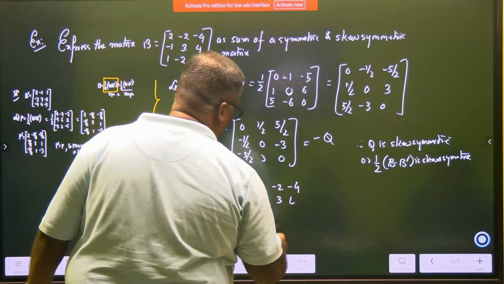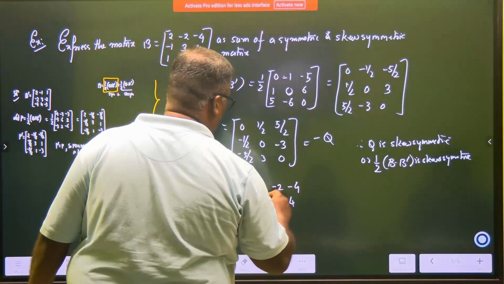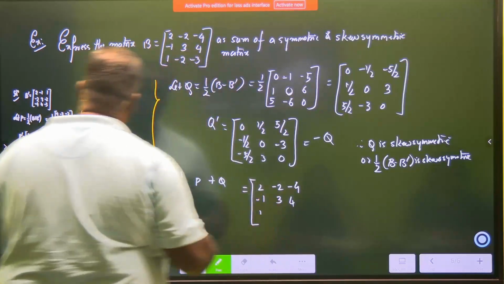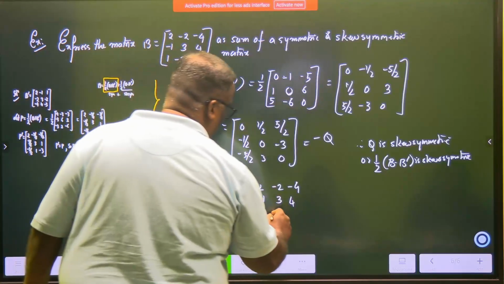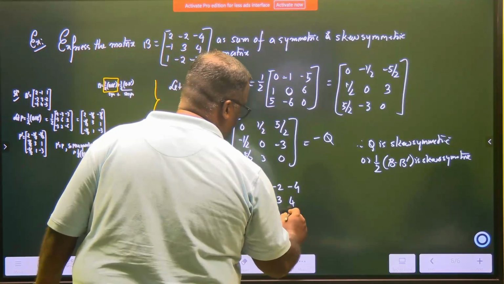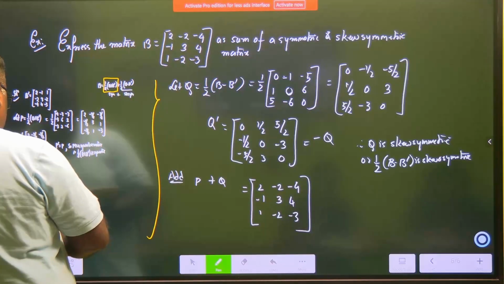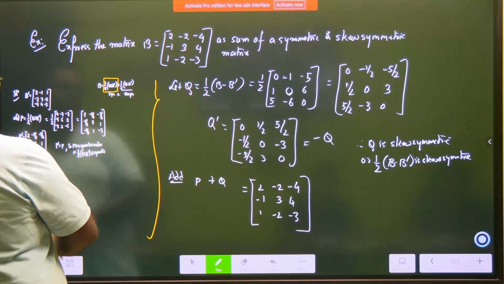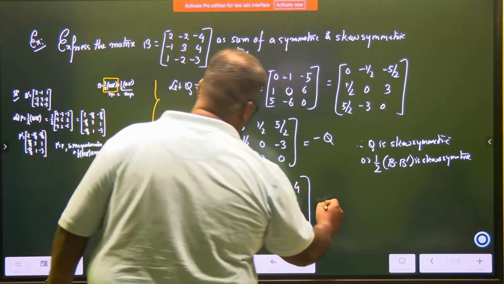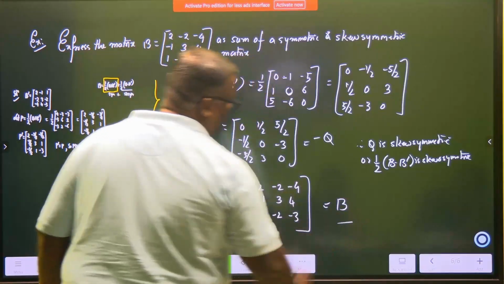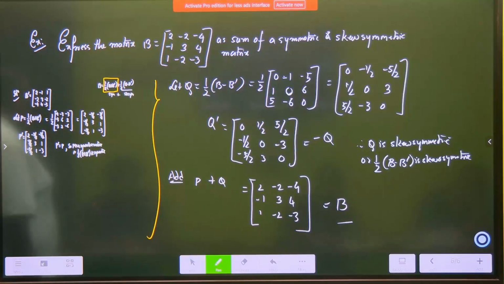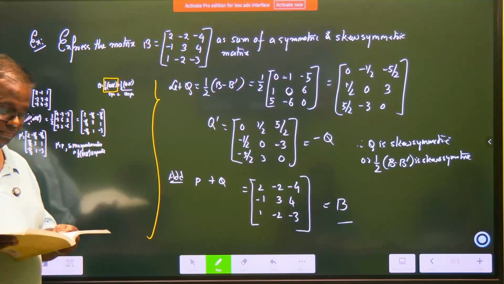And 5 by 2, negative 3, 5. So this will be 1. Yes, 2 by 2, which will be 1. 1 plus 3 is a negative 2. And negative 3 plus 0 is a negative 3. Is this correct? Okay. So this is nothing but equal to b. So you prove that. Fine.